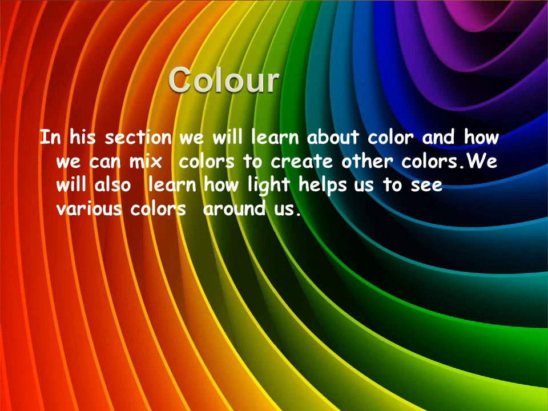Just take an example of water. What is the color of the water? You all will just say that the color of the water is blue. But water has no color. It is colorless. It is only the reflection of the sky which appears as blue, or its surrounding, that means the vegetation, the trees. Okay, it is green. Understood? So we can say that light helps us to see various colors around us.